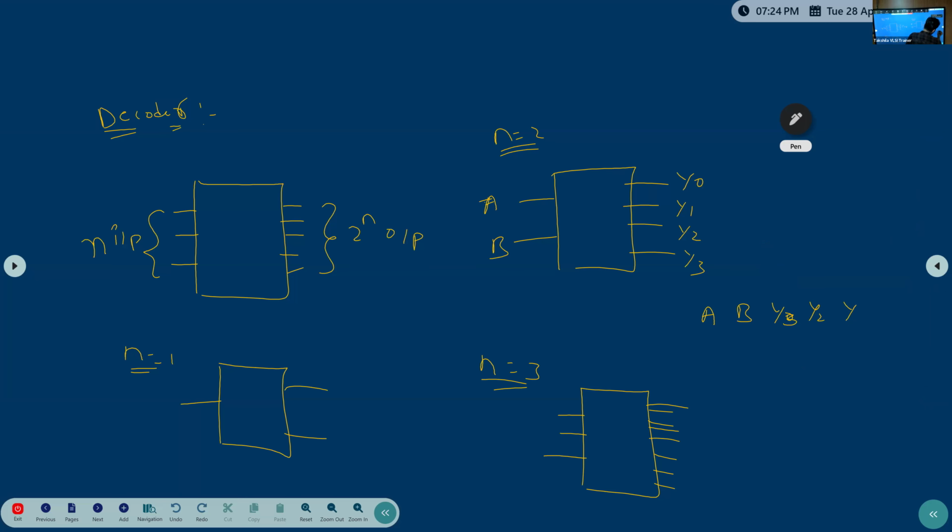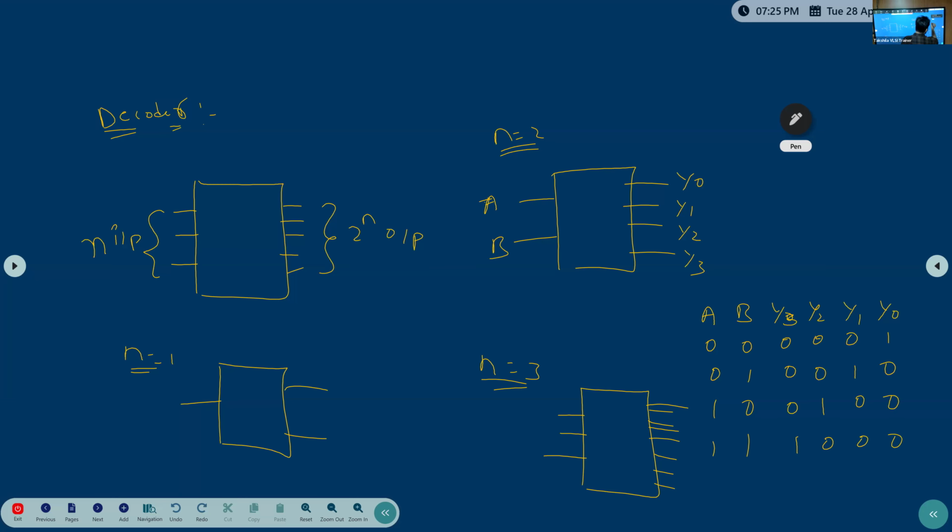Y3, Y2, Y1, Y0. For 0 0, what is the output I will get? For 0 1, for 1 0, for 1 1, what is the output I will get? The outputs are 0 0 0 1, 0 0 1 0, 0 1 0 0, 1 0 0 0.